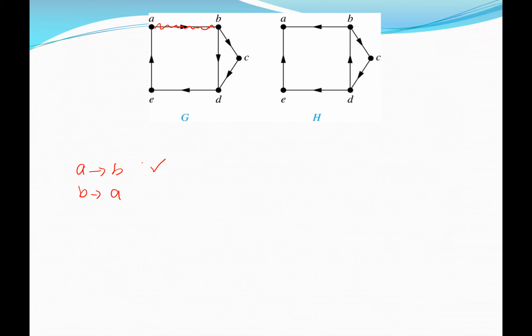So B to A. I cannot go directly from B to A as I would from A to B. However, I can go from B to D to E and then back to A. Yes, so B travels to D and then travels to E and travels back to A. So there's a path. All right. You can pick anything, right?